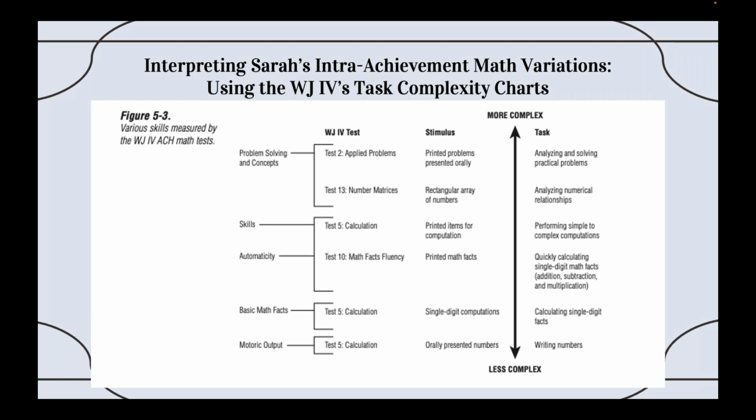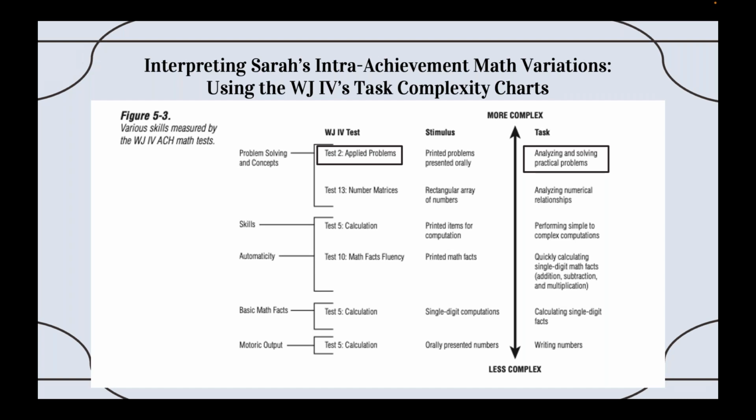You can find this specific table on page 91 of the examiner's manual, and in chapter 5 of the examiner's manual, there are tables like this for reading and for writing as well. So based on this table, the examiner can further understand that applied problems is conceptually the most complex measure of mathematical achievement on the WJ4, and that it demanded Sarah to analyze and solve practical problems. You can see that under the task demands to the right.